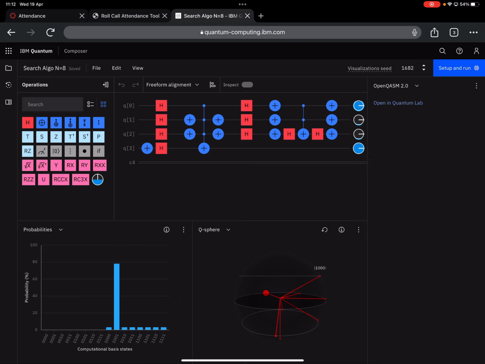In this case, you can see the probabilities of the different outcomes represented in this bar graph. And we see that with high probability, one of the elements is picked out, is chosen. And this is going to spit out the answer to my quantum algorithm. This is, like I claimed, this section.